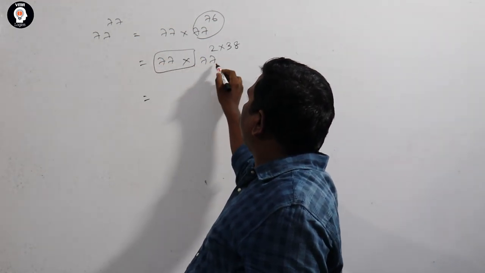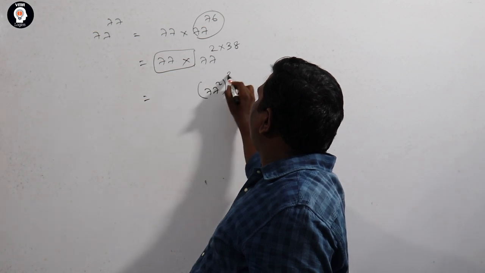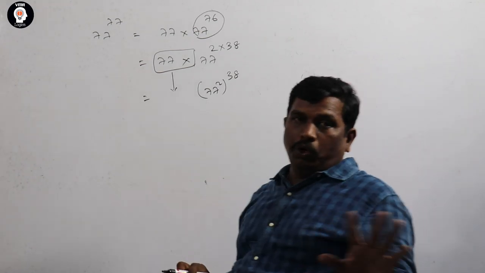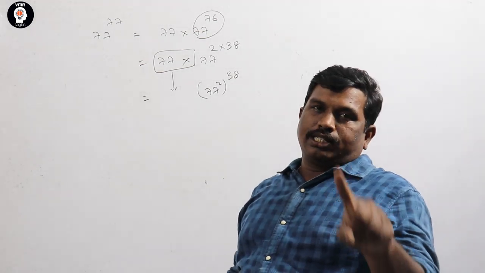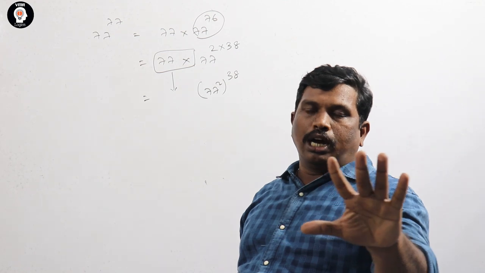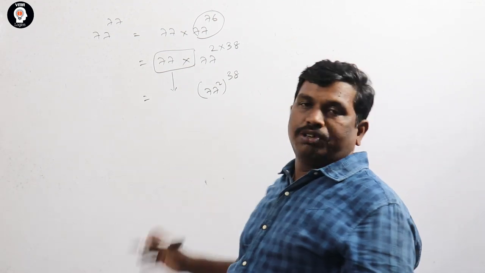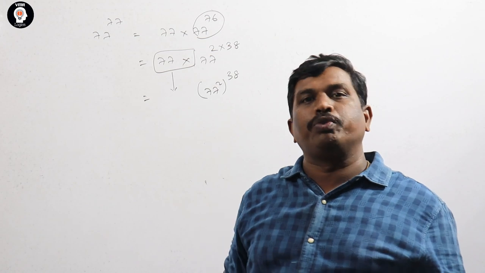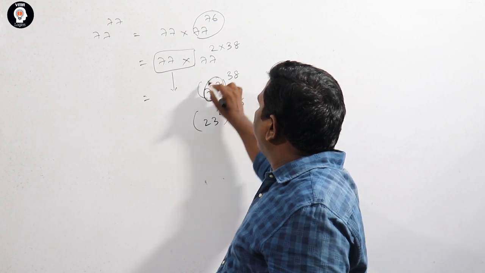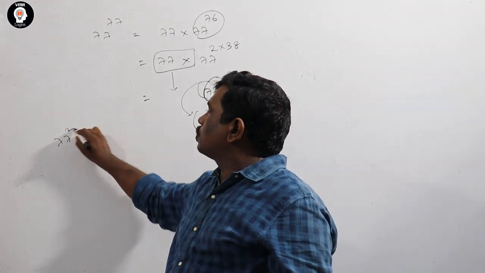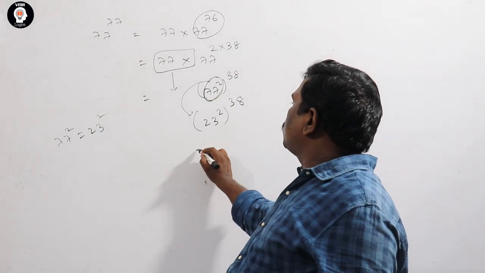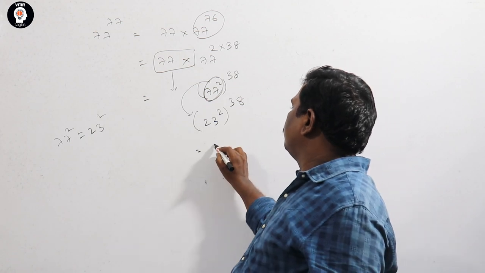Now let me calculate for 77 square whole power 38. 77 square directly I don't know, but we have a rule: x square, 100 minus x whole square, 50 minus x whole square, 50 plus x whole square, all have the same last two digits. So 100 minus 77 is 23. So instead of 77 square, I can write 23 square; the last two digits are the same. 23 square is 529.